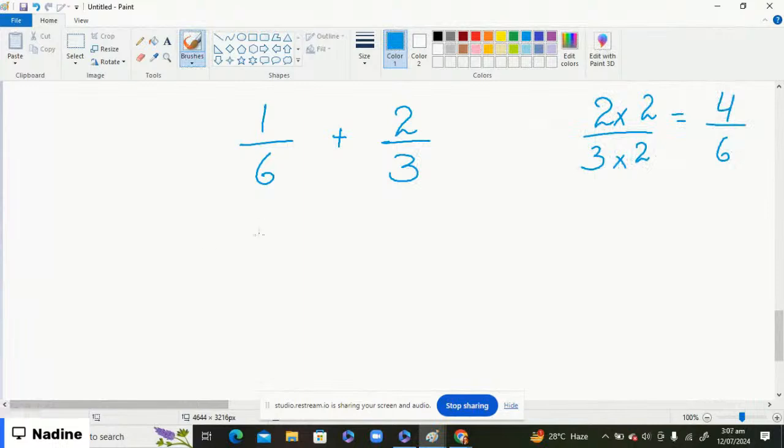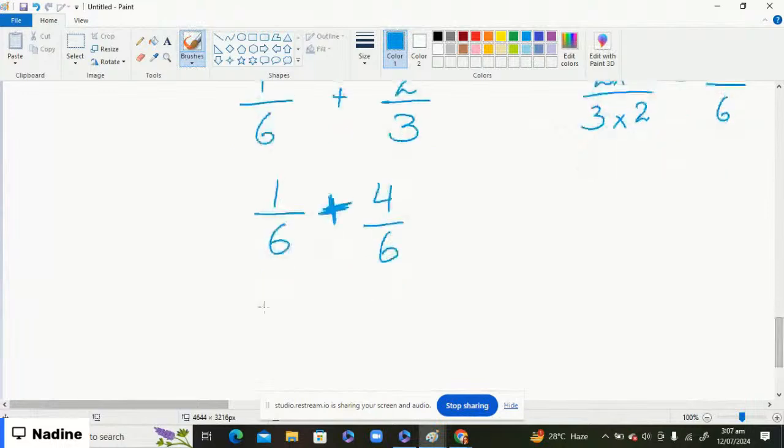So in place of 2 by 3, we put 4 by 6. Now we take only one 6 here, adding their numerators. So 1 plus 4 is 5 by 6, and that is your answer. It's not 3 by 9. How can you get the answer 3 by 9? Tell me. The answer is 5 by 6. Okay, so now let's do some test questions.